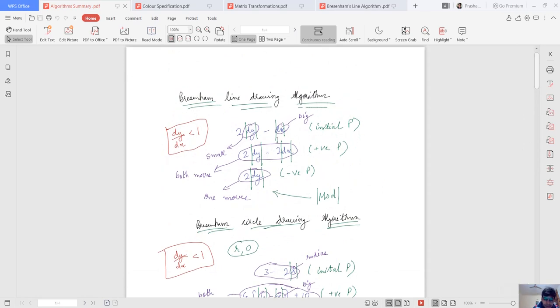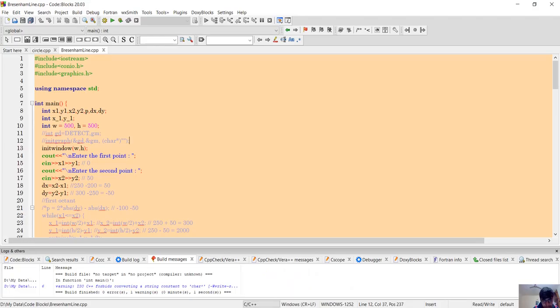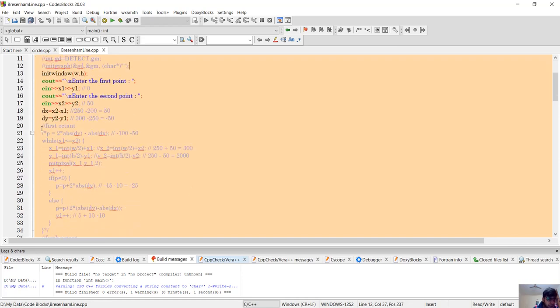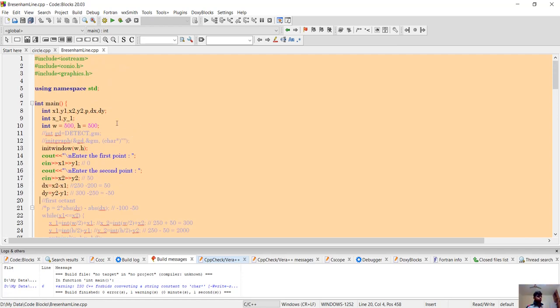For this code to run in each and every octant, I have made this code. This is for our first octant. Let me tell you everything now. If we start our Bresenham line code, we include iostream, conio, graphics. These things we always include. This is a C++ file, so it has the .cpp extension. Using namespace std is for cout and cin.